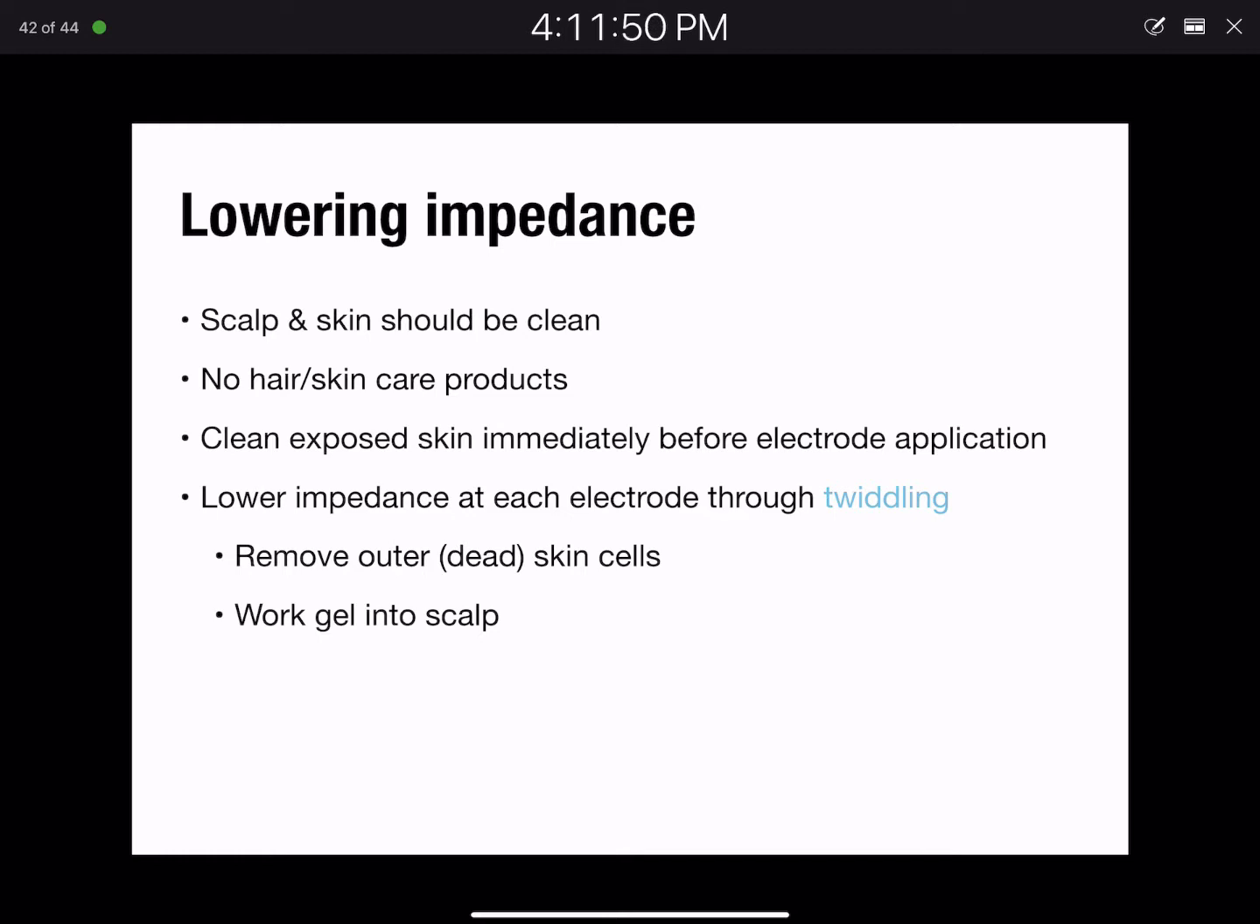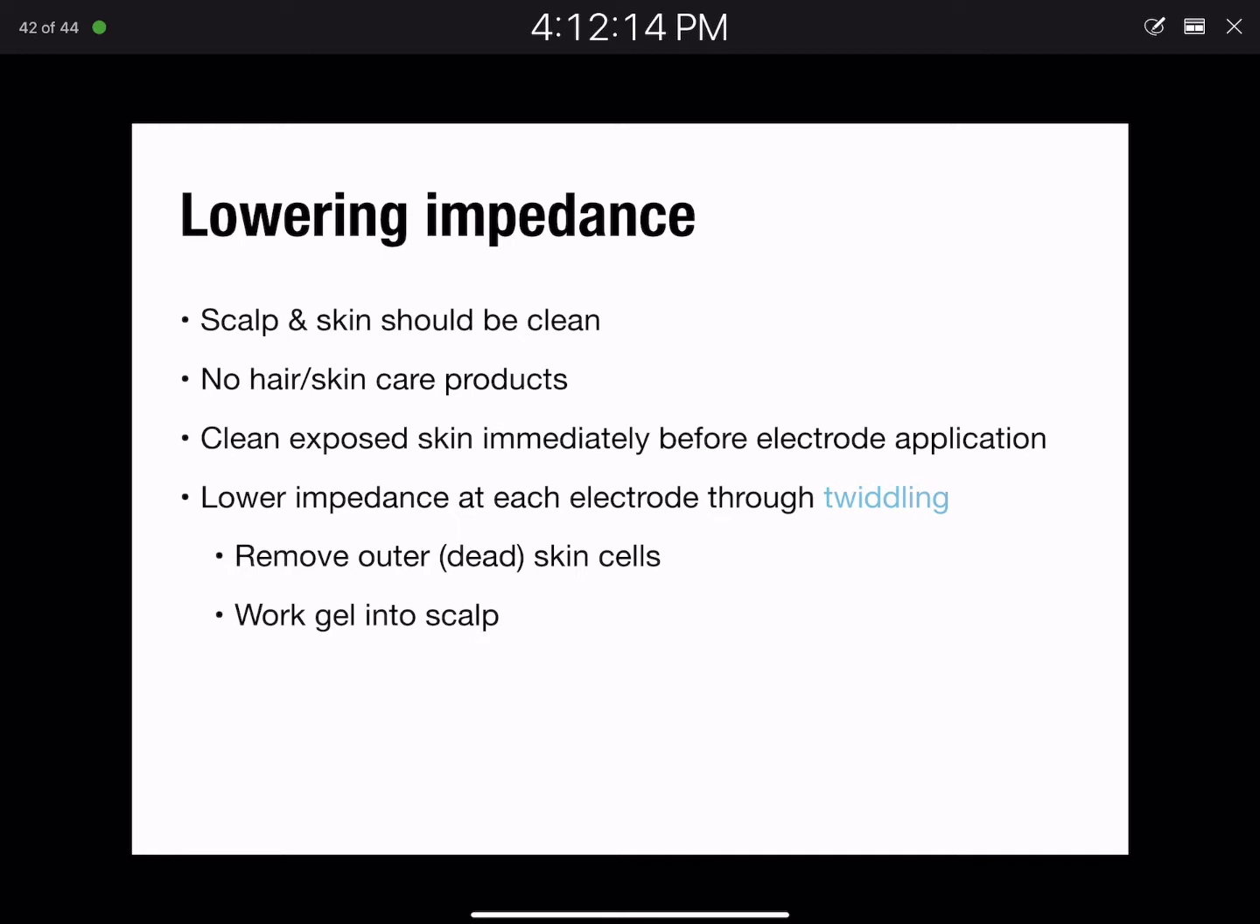As well, some of the points here, so the scalp and skin should be clean. Normally we'll tell people, the morning before you come in for EEG, please wash your hair and don't use any leave-in conditioner or styling products, because those will interfere with our getting good impedances. And by having a clean scalp, they've already abraded their scalp and removed a lot of the oils and dead skin cells and so on. So that's your best case scenario there.